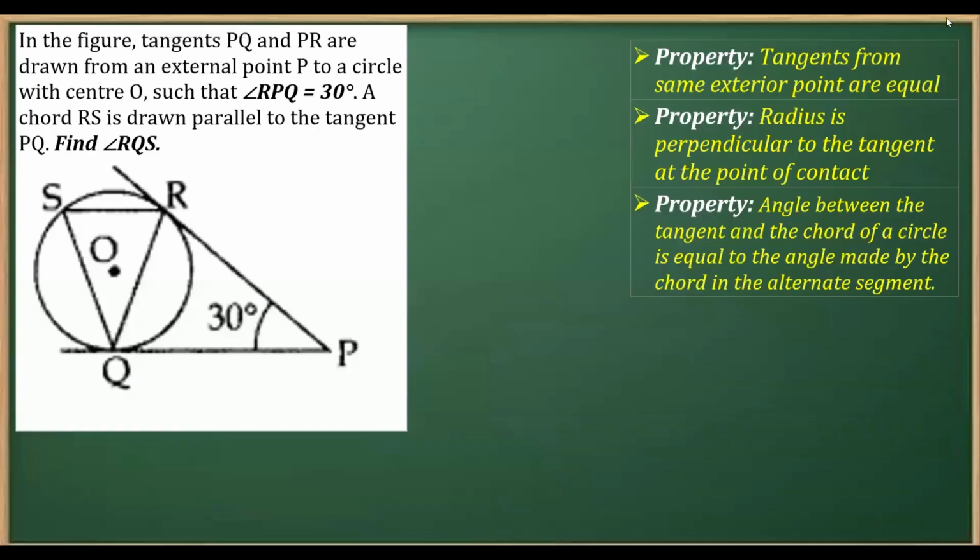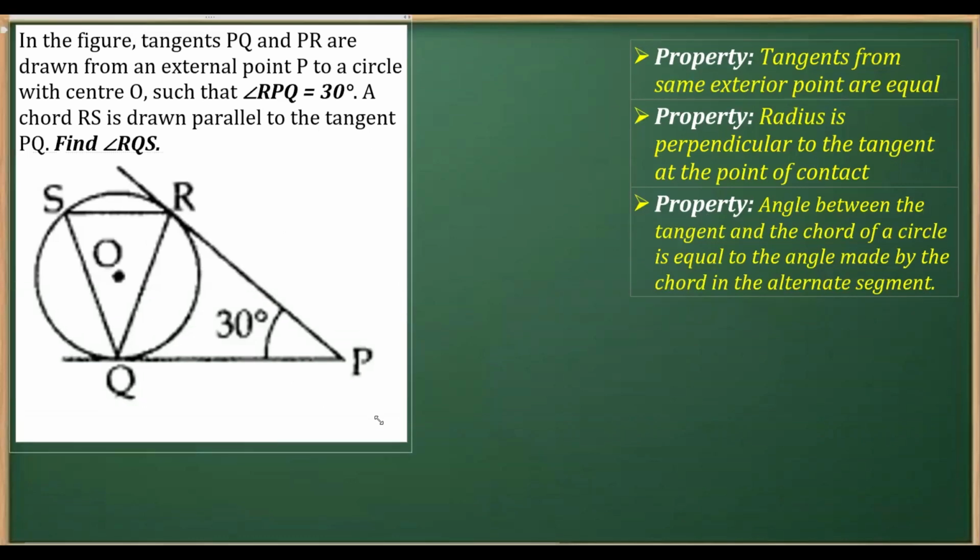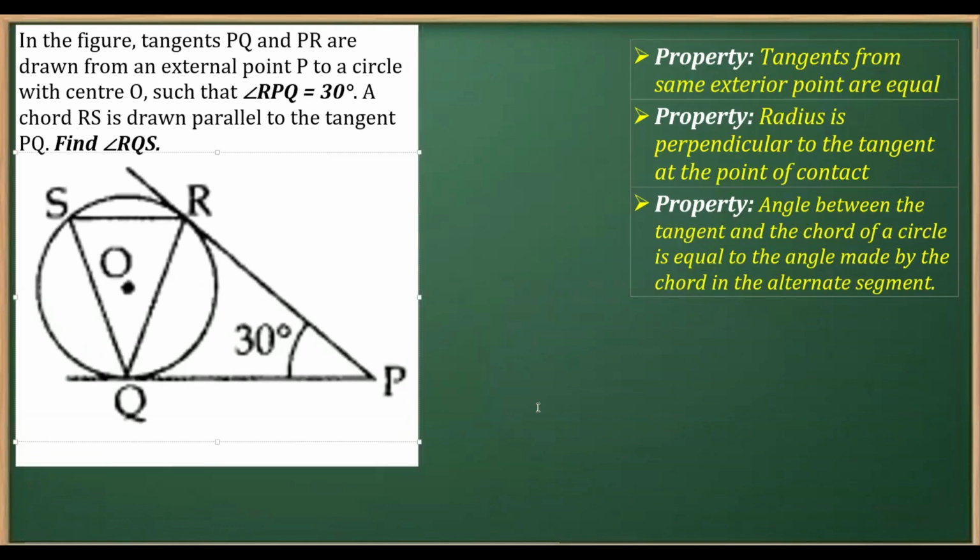This is one question from the chapter Circle, class 10th. This question uses three properties, and I've written the properties. That is, tangents from the same exterior point are equal. Let's first figure out what the question is and then we'll decide.